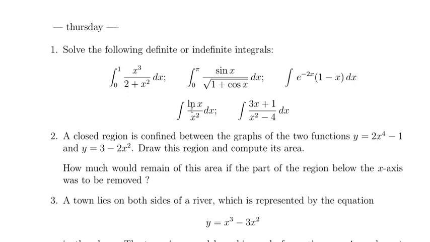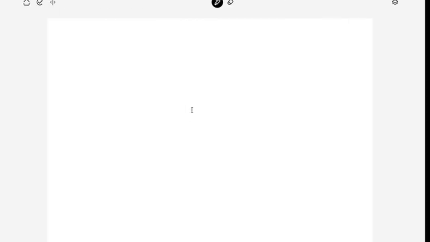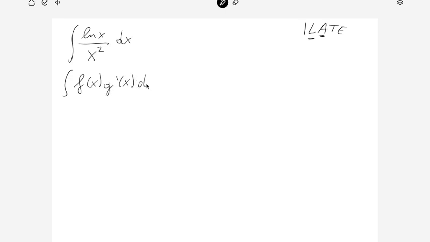Okay, now we have the integral of logarithm of x over x squared. Also here, 1 over x squared is an algebraic function, and we have the logarithm. So if we follow the rule isolate, the logarithm needs to be derivated, and the algebraic function needs to be integrated, because the logarithm is the first. So I have to rewrite, unfortunately, the rule.